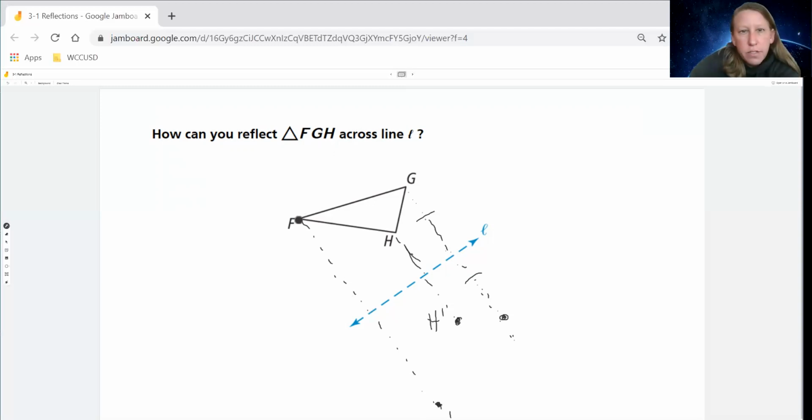So F was the furthest away from the line, and F prime is the furthest away from the line. H prime is here, this was G prime, and this was F prime. And if I sketch it, it should look like the same size and shape. And F was the furthest away, so F prime is the furthest away. H is the closest to the line, so H prime will be the closest to the line. That's how you would sketch it. And again, check it by looking in a mirror.